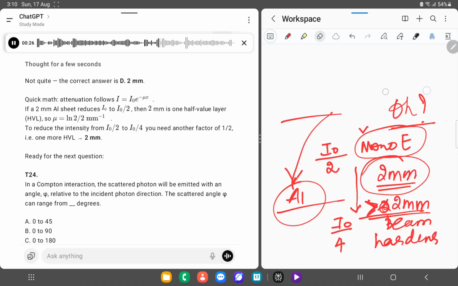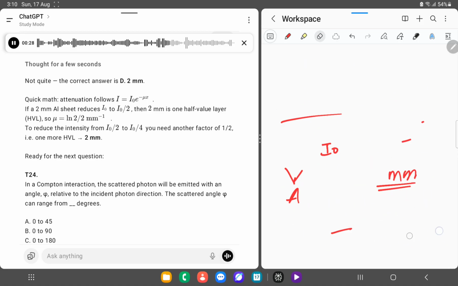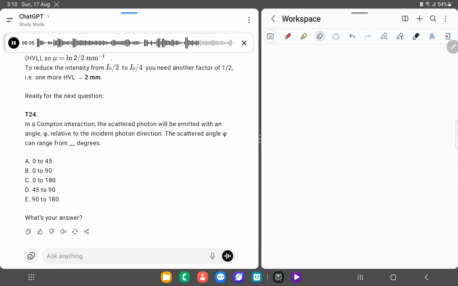In a Compton interaction, the scattered photon will be emitted with an angle phi relative to the incident photon direction. The scattered angle phi can range from, in degrees, A, 0 to 45, B, 0 to 90, C, 0 to 180, D, 45 to 90, E, 90 to 180. What's your answer?